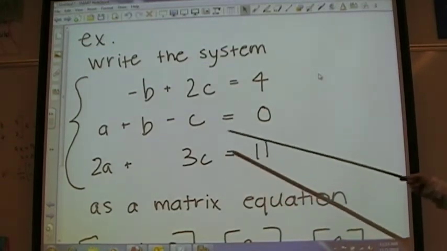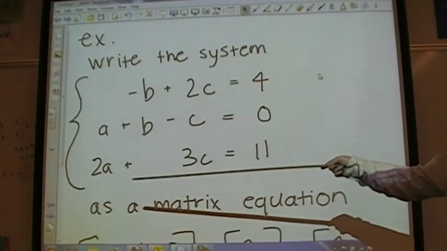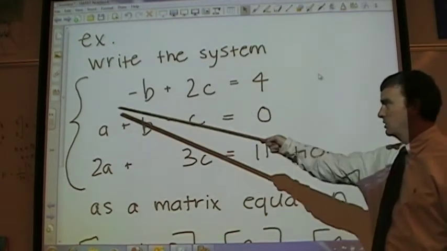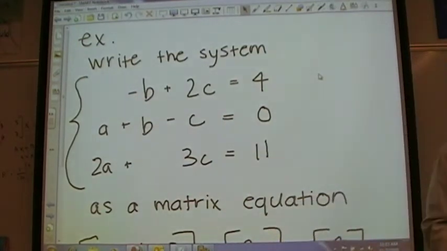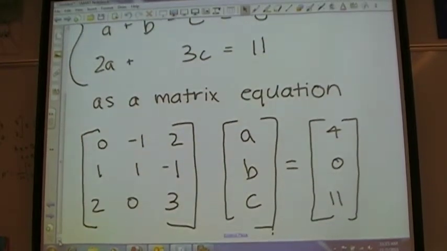And you want these, just like last chapter, all in standard form, with A, B, and C lining up. That's why we have this little space here and here. A is missing, so leave a space. B is missing, leave a space. Okay. And your matrix equation will look like this. That's it. All I did was take the coefficients.